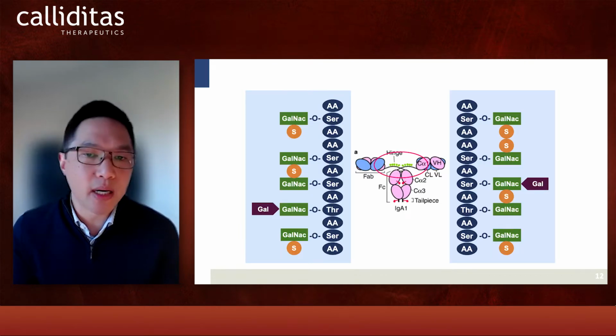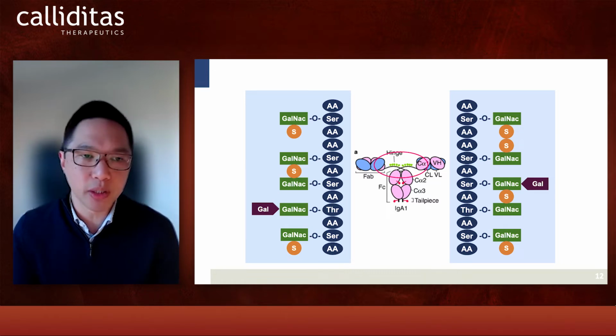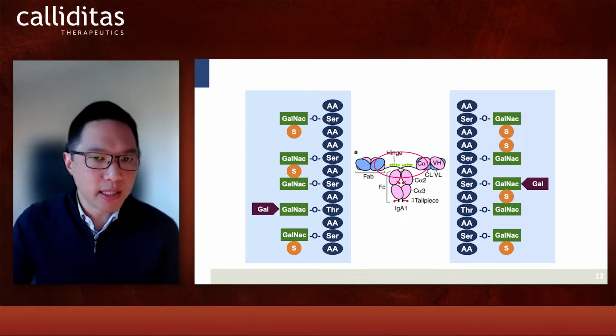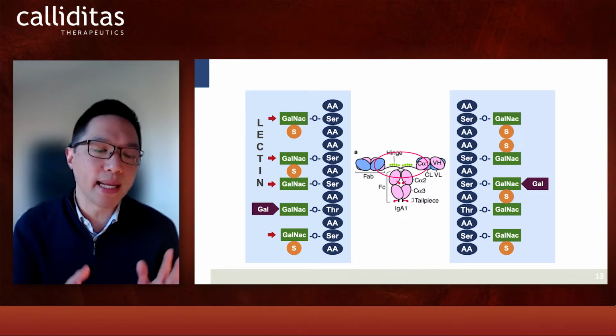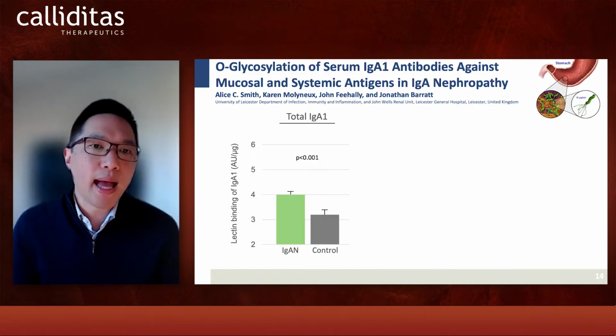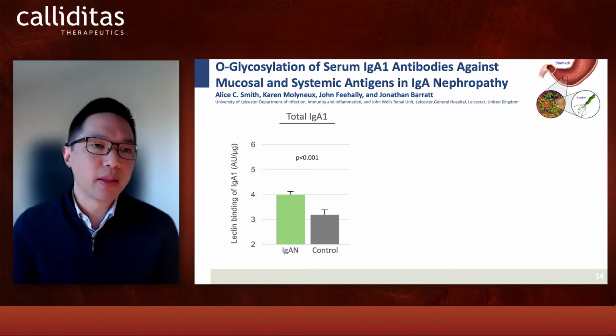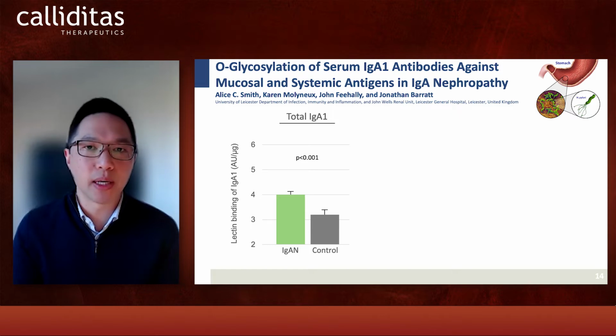The group then went in and looked into this in more detail. So they used an assay called leptin binding. Leptin binding is a way of measuring galactose content within the IgA1 hinge region. As you can see here in the diagram, this is undergalactosylated IgA1, and it will have raised levels of leptin binding because the leptins can bind to those exposed epitopes. And again, as you'd expect, with IgA nephropathy patients having higher levels of undergalactosylated IgA1 within the serum, leptin binding levels were high in IgA nephropathy patients compared to healthy subjects.